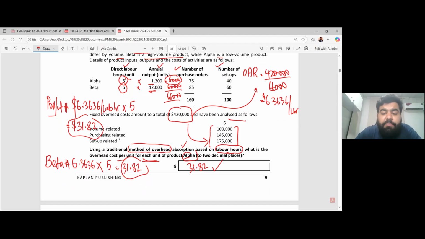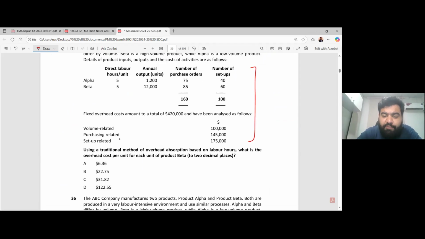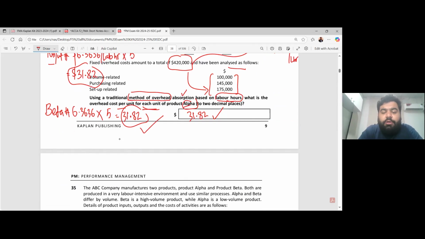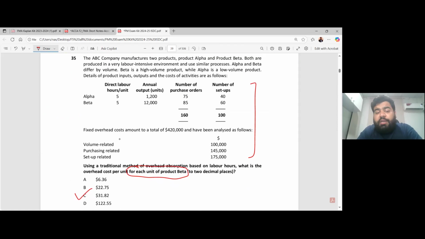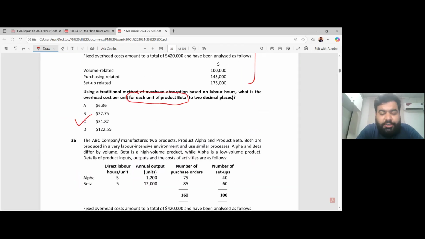Why have I done it for beta? Because in the next question, they have given you the same formula. Now they are asking cost per unit for beta. So again, 31.82 we have already calculated. The same question he's asking for beta, we have already done here. It was a concept I was telling you so that in the exam you are not doing it again and again. If two products have the same direct labor hours per unit, their production overhead per unit will be the same. No need to calculate it again and again, right? And it's only the case in absorption. In ABC, we'll calculate different OARs.